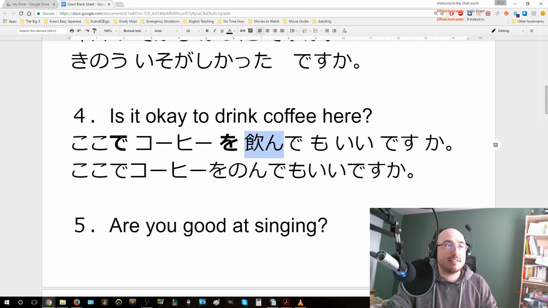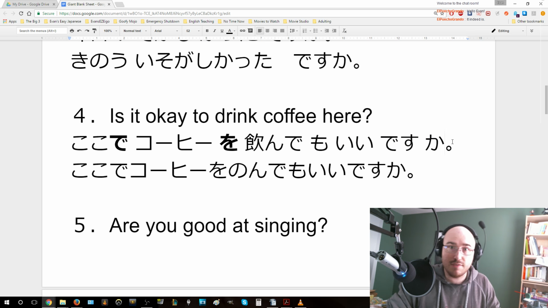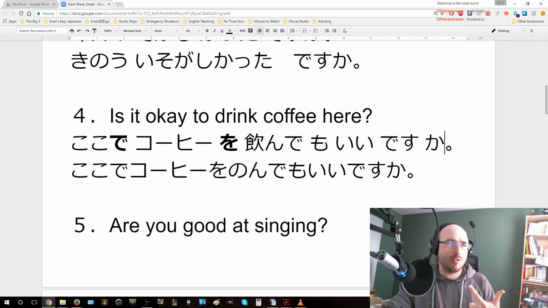Nonde, if you take the te form and you add mo ii desu ka, it means, is it alright if I do whatever the verb is? So, tabete mo ii desu ka? Is it okay if I eat? Itte mo ii desu ka? Is it okay if I go? Koroshite mo ii desu ka? Is it okay if I kill?